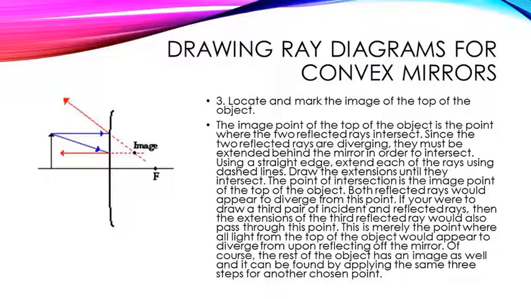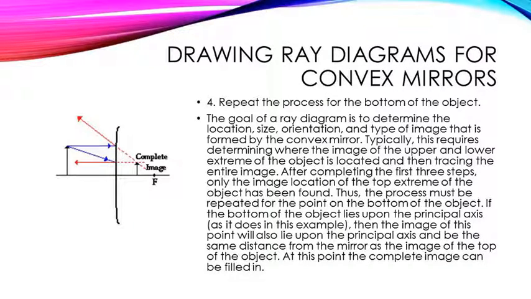If you were to draw a third pair of incident and reflected rays, the extension of the third reflected ray would also pass through this point. This is merely the point where the light at the top of the image would appear to diverge from the reflecting mirror. Of course, the rest of the object has an image as well, and it can be found by applying the same three steps for another chosen point. Repeat the process for the bottom of the object.